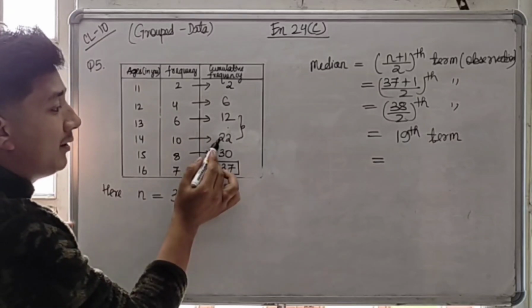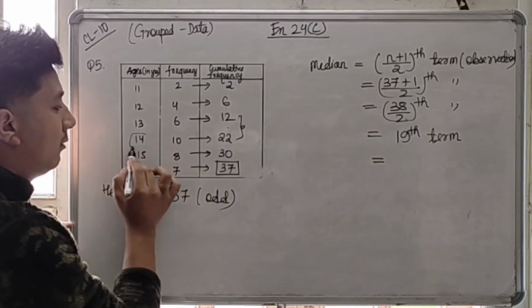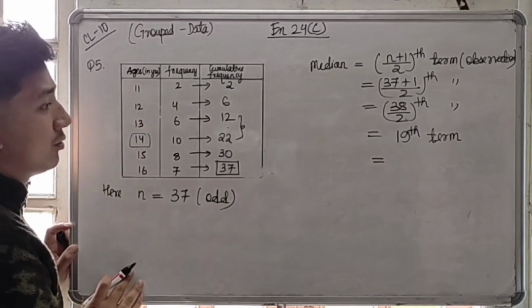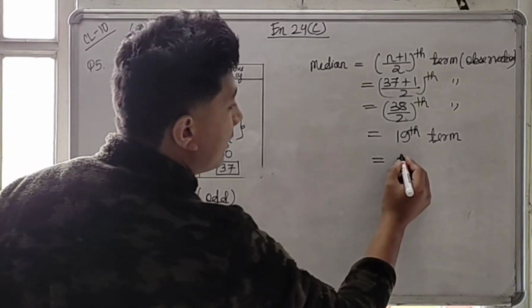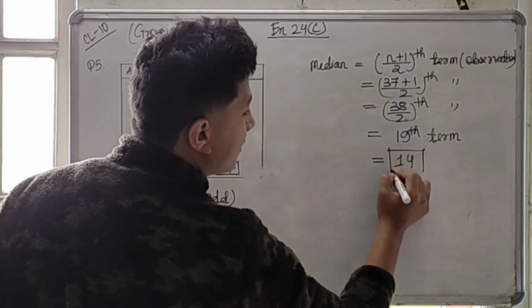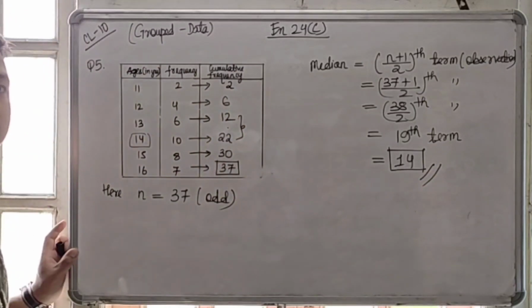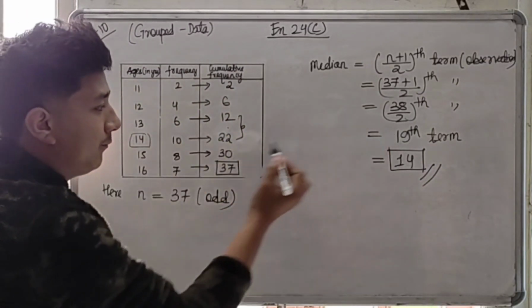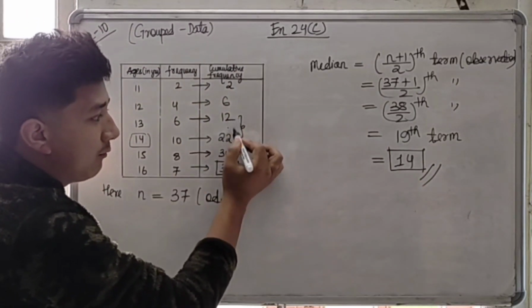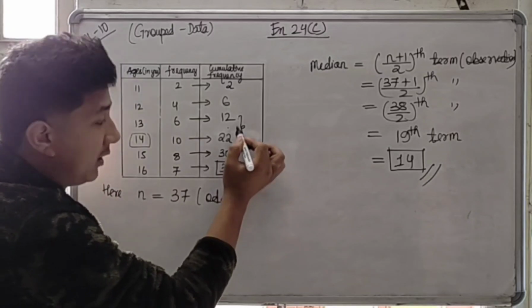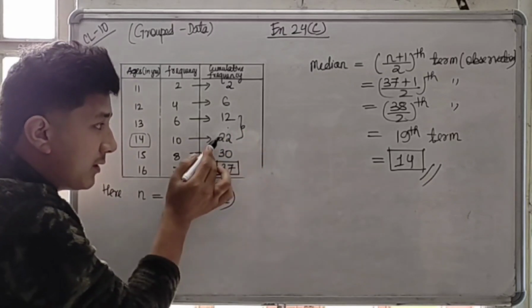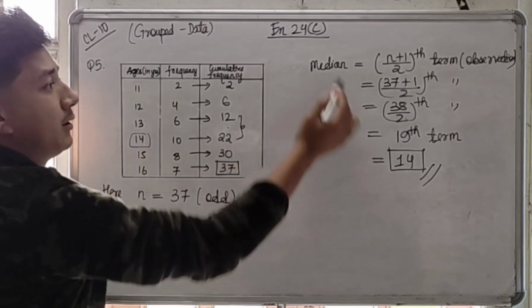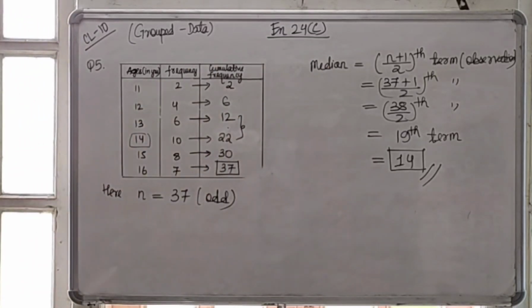So the median age will be how much? 14 will be the median age. So what is the median age? The median age is 14, which means the median itself is 14. I hope you are clear with this. How do we find the 19th term? It's between 12 and 22, so the value is 14. Hence 14 is going to be the median. First question done. Please pause the video and note it down.